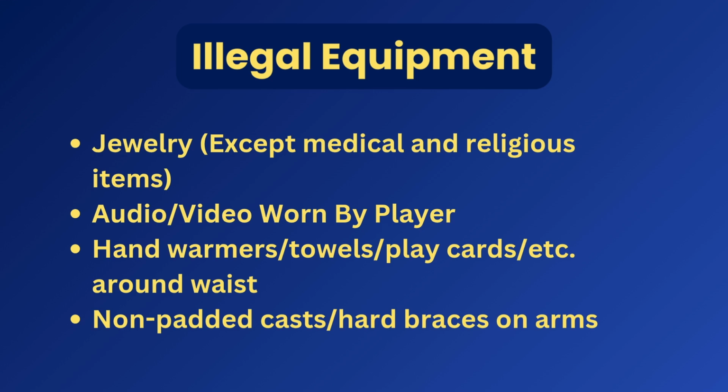They can have a towel, but the towel they just need to put down on the field in between the pucks or in the backfield prior to the play. They cannot wear it around their waist. And then non-padded casts or hard braces on the arms. So any kind of cast or braces on the arms or the hands must be padded to be legal.